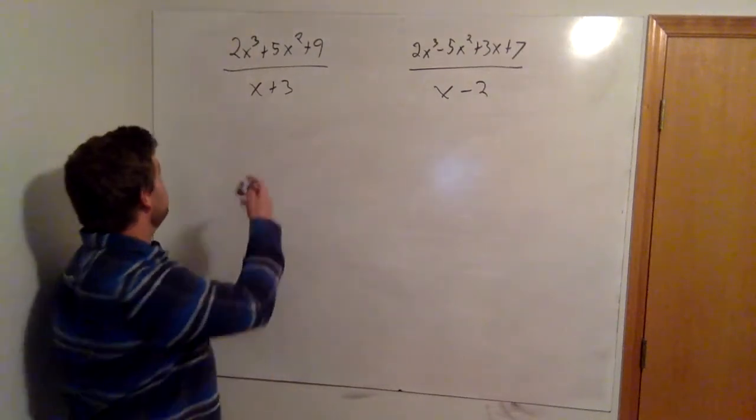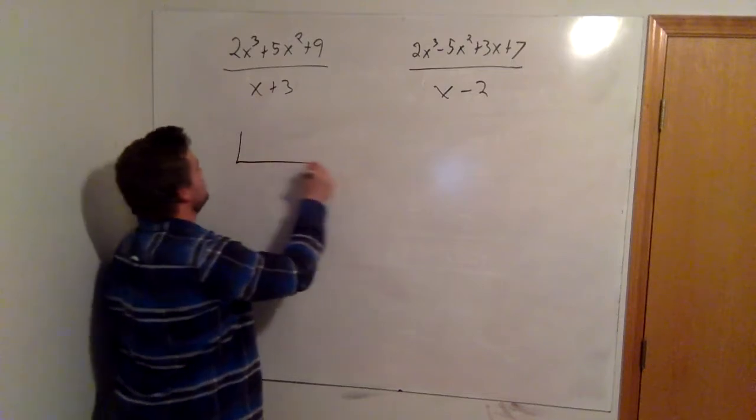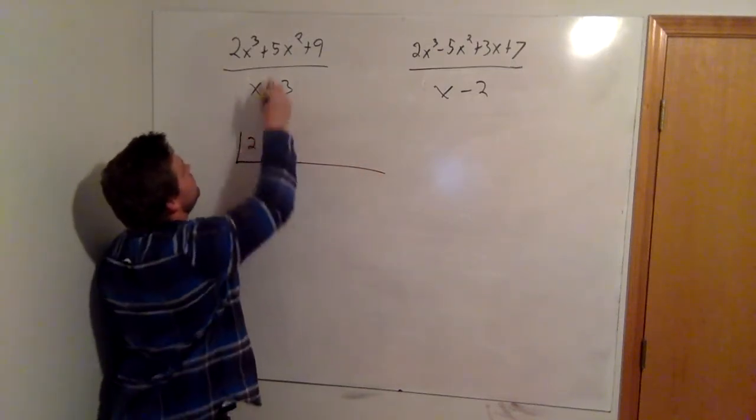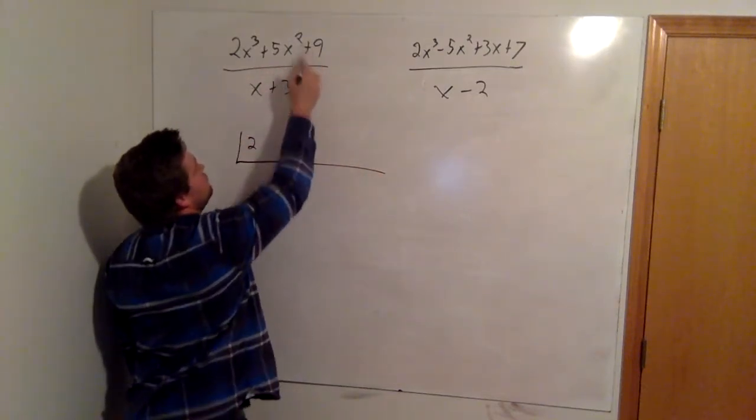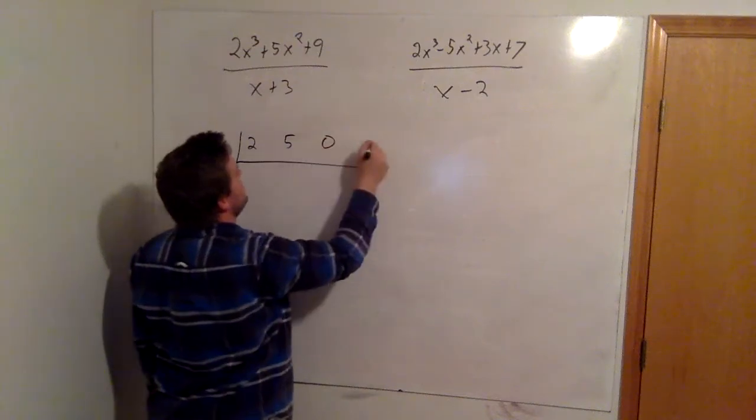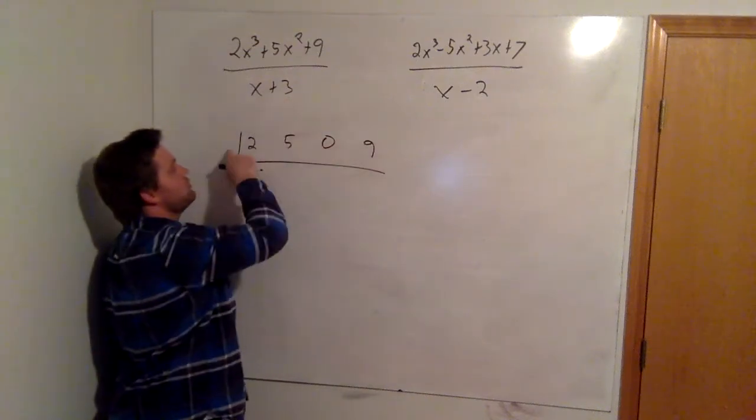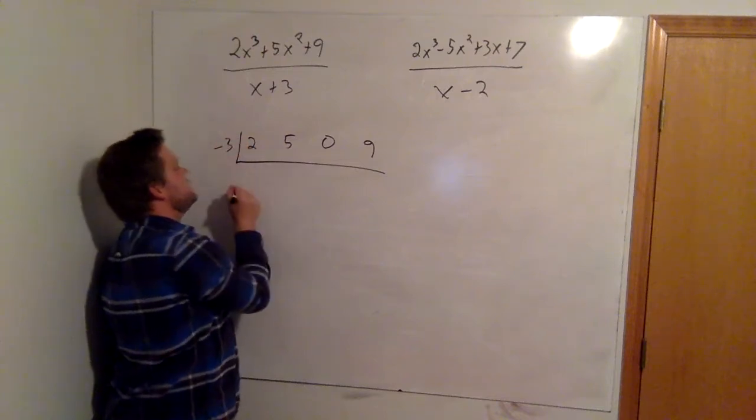Okay, for this first one, we'll set up our synthetic division bar. We'll write a 2, we'll write a 5. Notice that there's no x term, so I'll put a 0 and then a 9. I won't put a 3 here. I'm going to put a negative 3 here.